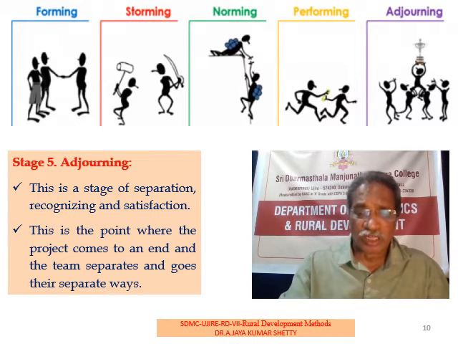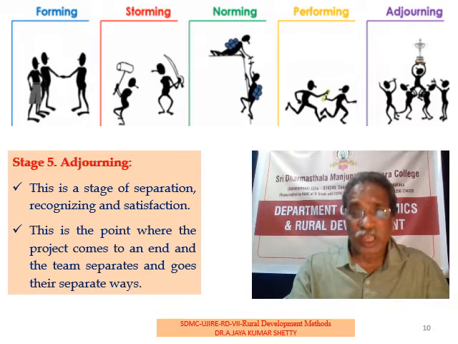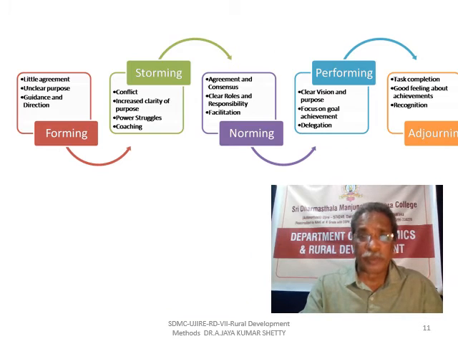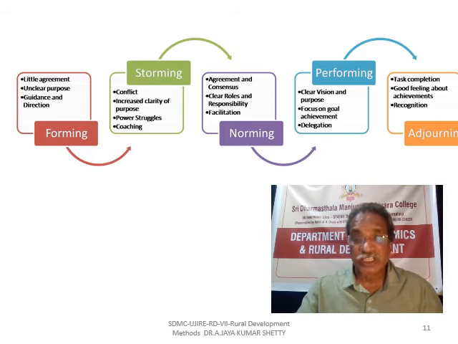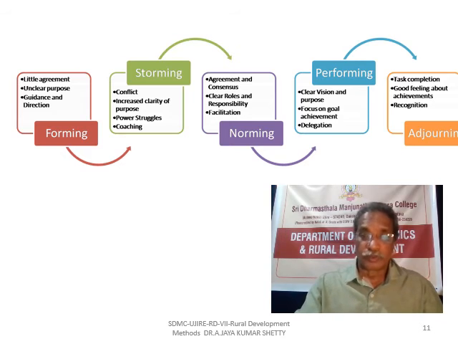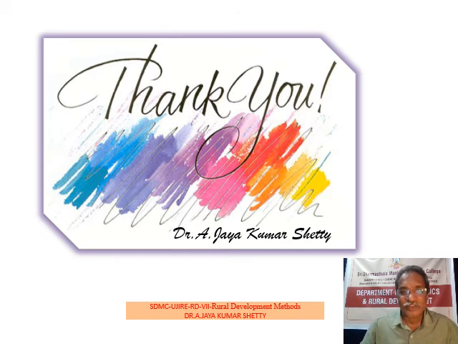So these are the important stages in group development. We have seen here the first stage is forming, then storming, norming, performing, and adjourning. These are the five important stages in group development. So in this video, we have understood the various stages in group development.